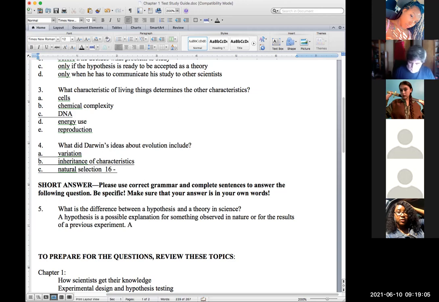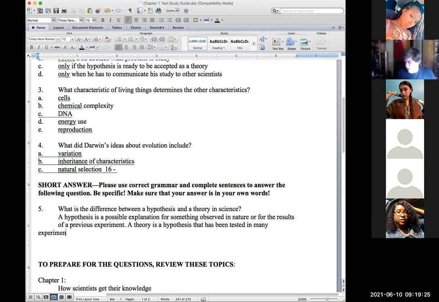If we look at a theory, a theory is a hypothesis, but it's a hypothesis that's been tested in many experiments. Now, many could be a dozen or 100 or 1,000, it depends, but it's been tested in many experiments. And it's never been rejected. So what does that mean?